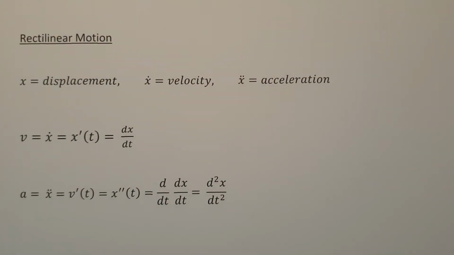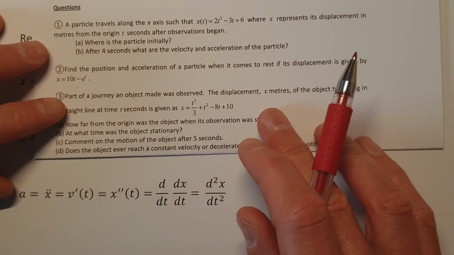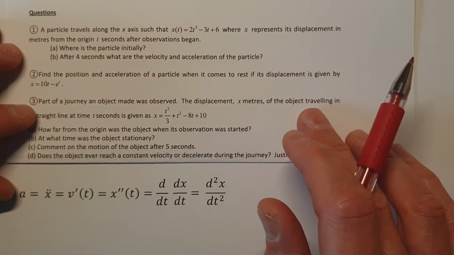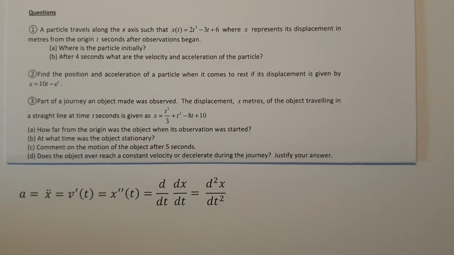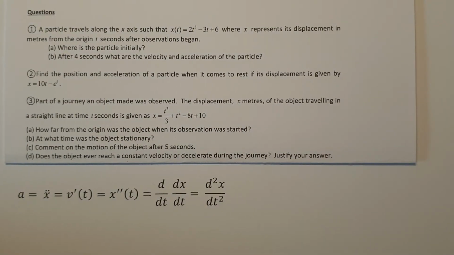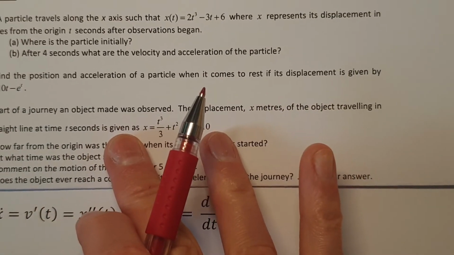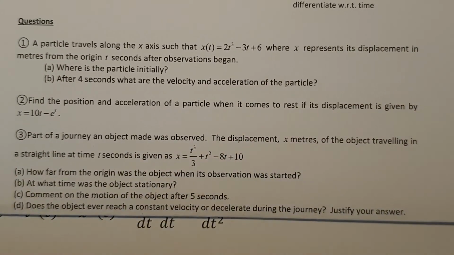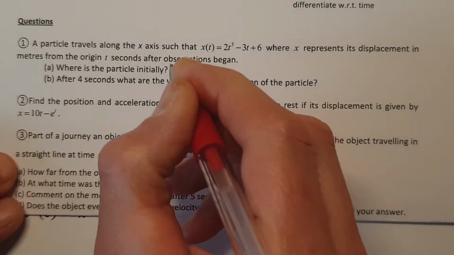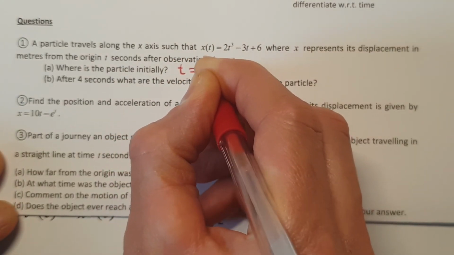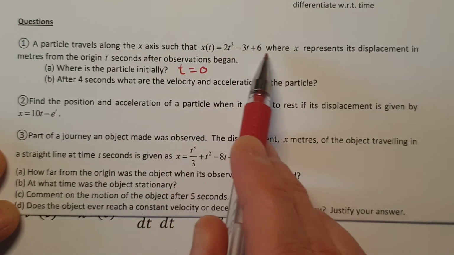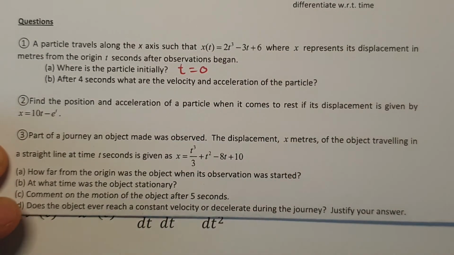Now, there are a few questions in the notes regarding this. So you might need to zoom in a little bit. So we've got questions here which are asking us about acceleration, velocity, etc. So in the first question, you get asked to do a couple of things. It asks you to begin with, where is the particle initially? Well, initially is when it hasn't moved at all. So that's when t is equal to 0. So you're going to have to place t equals 0 into your expression for the displacement. And that'll give you your answer for part A.